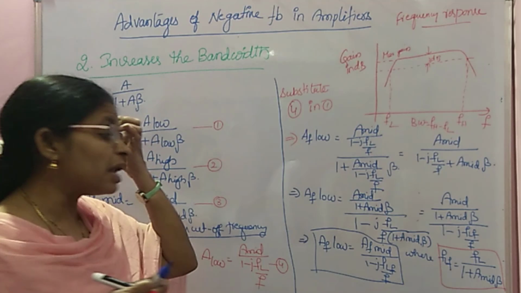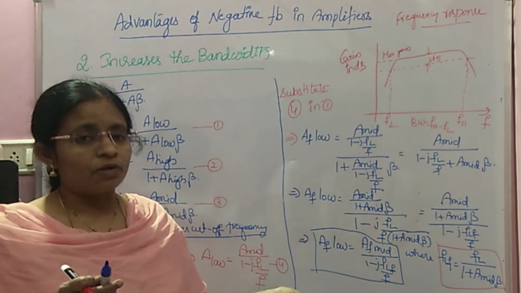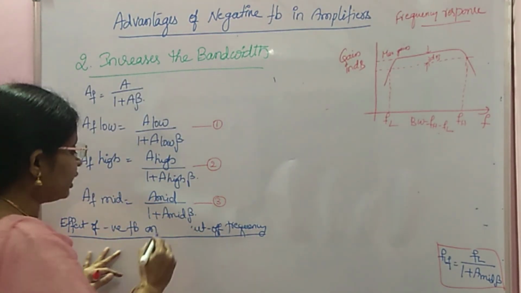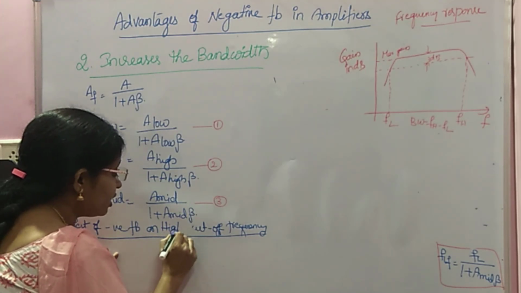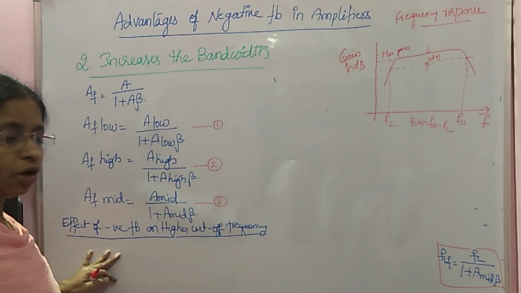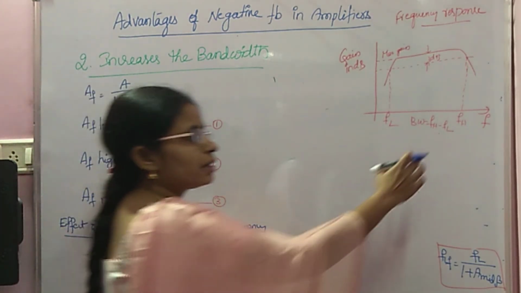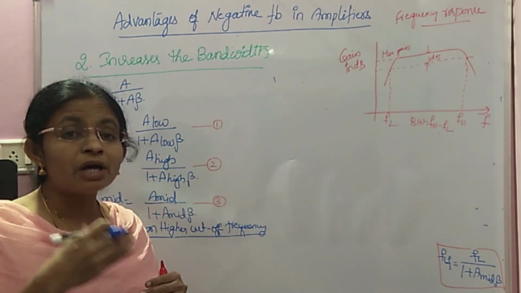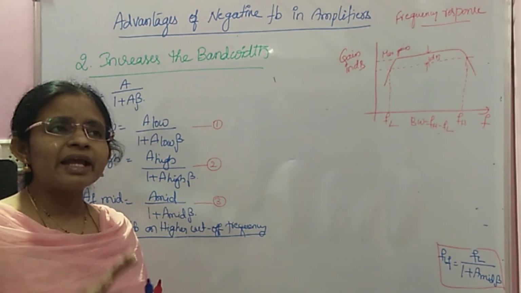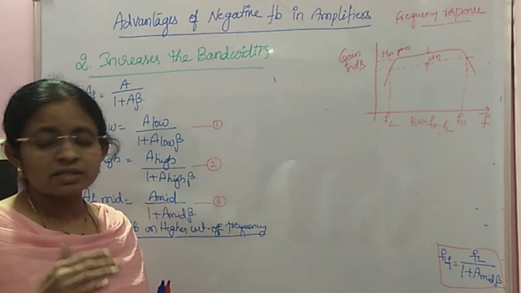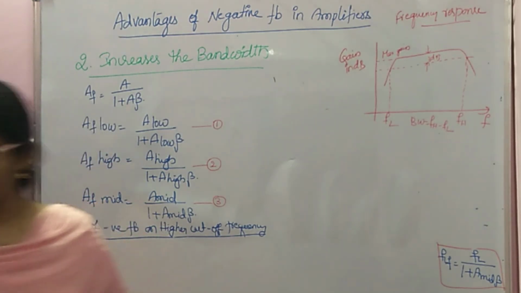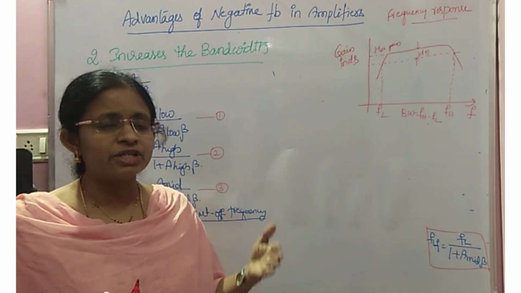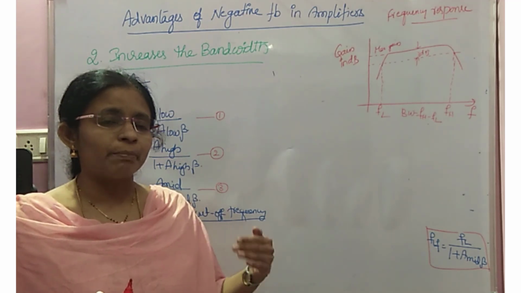Now I will explain the effect of negative feedback on higher cutoff frequency. What is the higher cutoff frequency without feedback? It is FH. Now we are going to derive the upper cutoff frequency when you apply negative feedback. Similar to the relation between gain at low frequencies and gain at mid-band frequencies, here also there is a relation between gain at high frequencies and gain at mid-band frequencies.